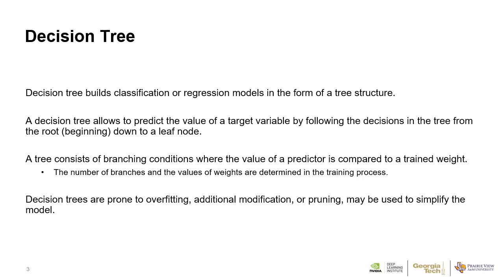A decision tree consists of branching conditions where the value of a predictor is compared to a training weight. During the training process, it determines the number of branches and the value of weights. However, decision trees are prone to overfitting. With pruning techniques, the decision tree can be simplified to overcome the overfitting.